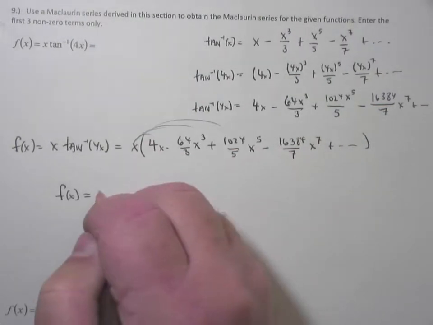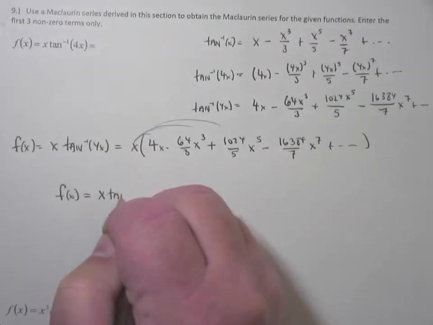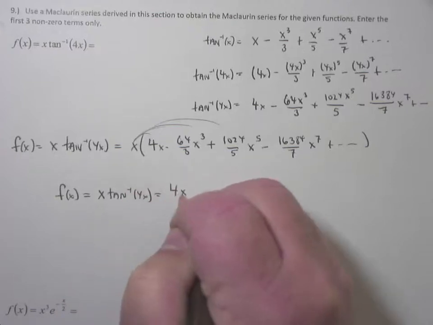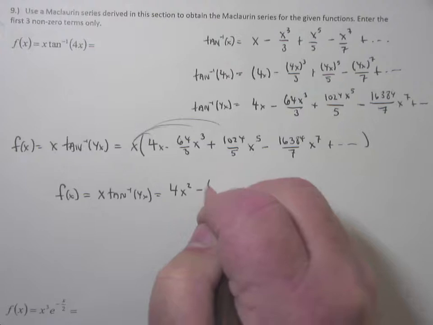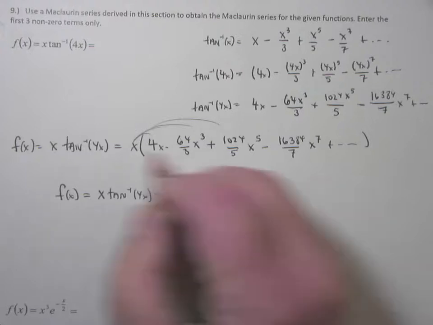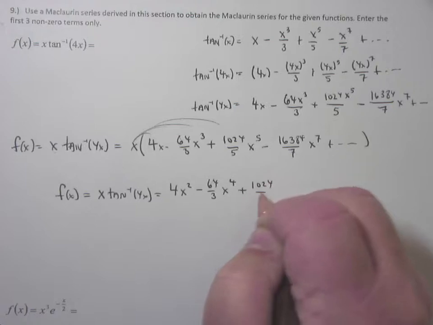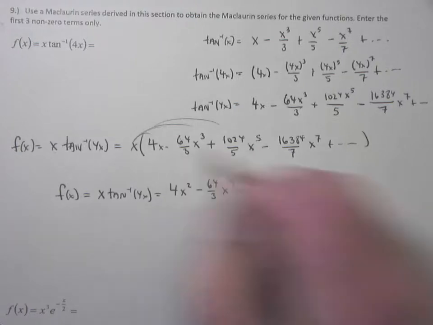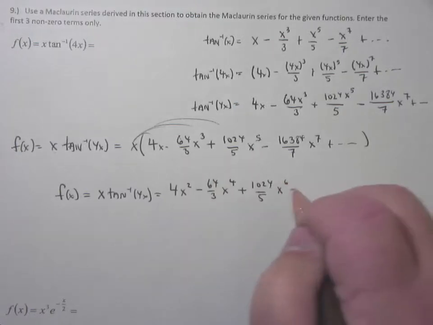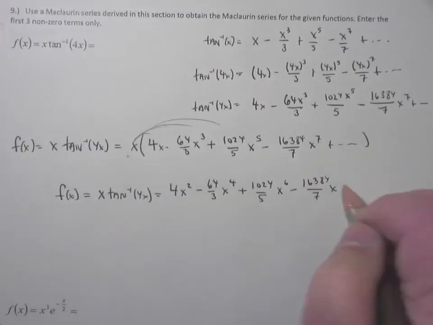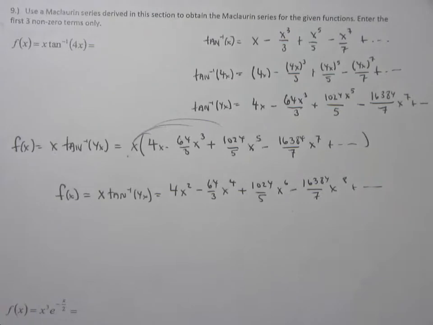So this gives me my function, which is x times the tangent inverse of 4x, actually equals 4x squared minus 64 over 3 x times x cubed is x to the fourth plus 1024 over 5 x to the fifth times x makes it x to the sixth minus 16384 over 7 x to the eighth plus dot, dot, dot.